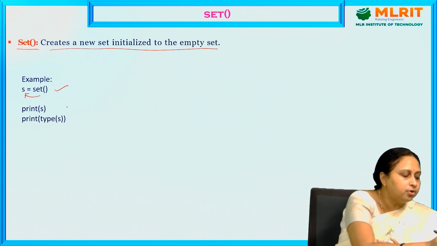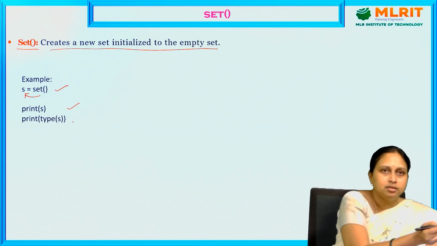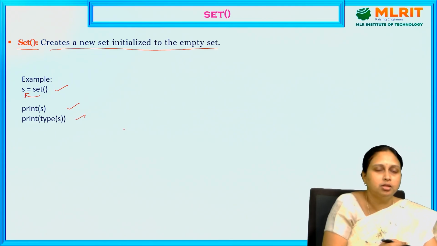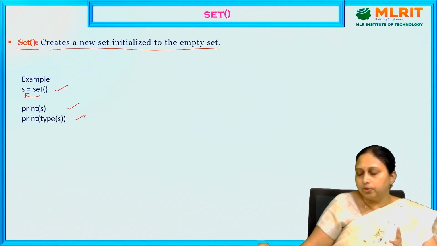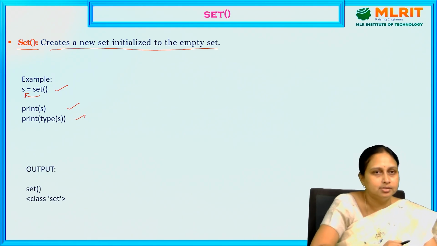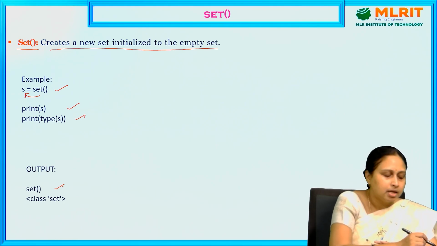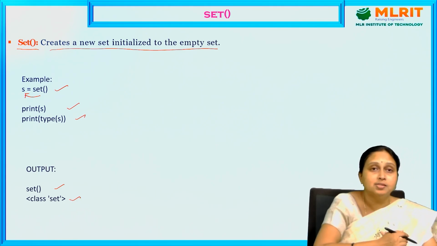And if I try to print S, which is the set that has been created, and what is the type of it? If I print both the things, what is it going to display? Let us see. Here it will display the set, and the class type is set.